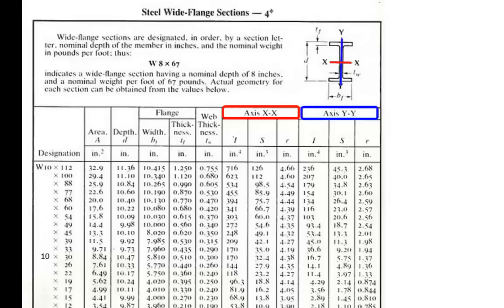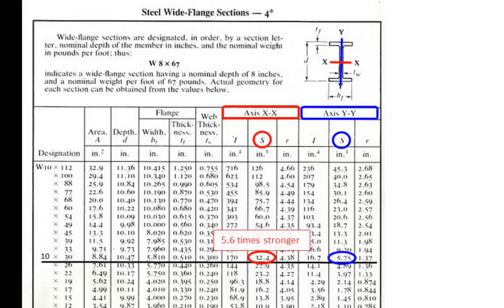The table includes moments of inertia as well as section moduli. Let's look at this 10 by 30 I-beam as an example. The section modulus for the beam when oriented upright is 32.4 cubic inches, and the section modulus for the beam when oriented on its side is 5.75 cubic inches. The upright orientation of this I-beam is 5.6 times stronger than if it was oriented on its side.